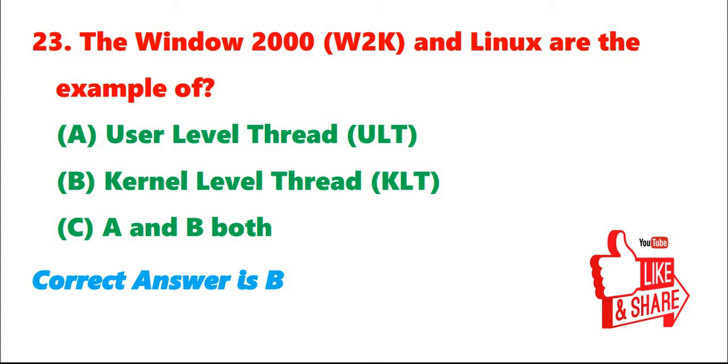23. The Windows 2000, W2K, and Linux are the example of A. User level thread, ULT. B. Kernel level thread, KLT. C. A and B both. Correct answer is B.